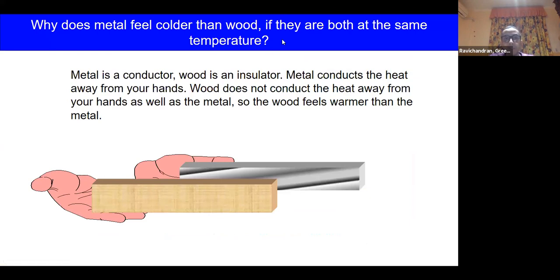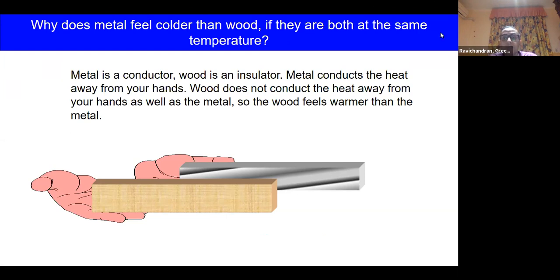Why does metal feel colder than wood if they are both at the same temperature, both in contact with your hand, but you feel one cooler than the other? As you see, the answer is very easy. Metal is a conductor, a material with good conductivity, but wood does not have good conductivity. So it's like an insulator material.